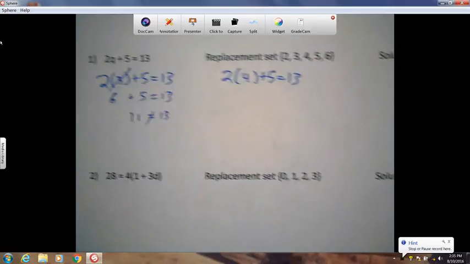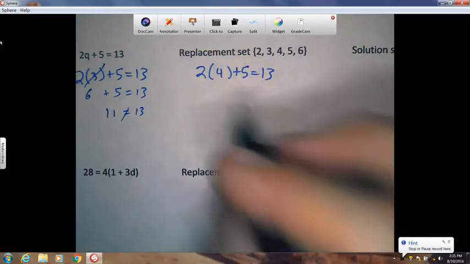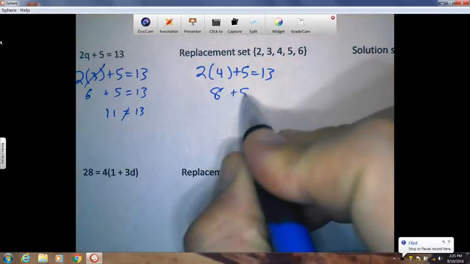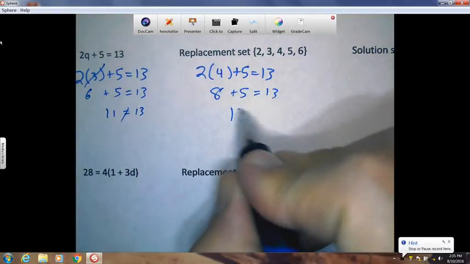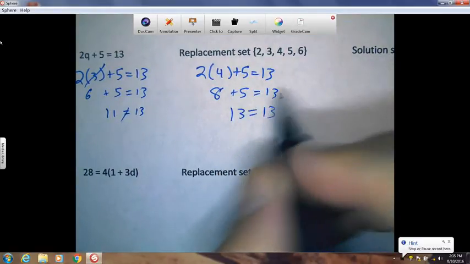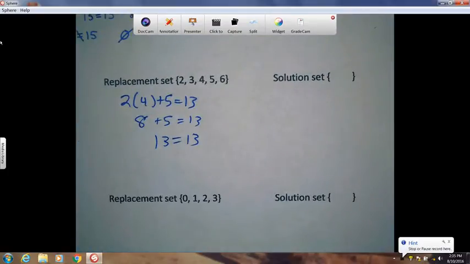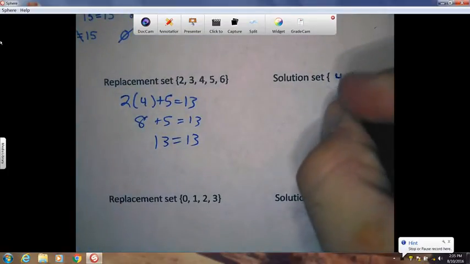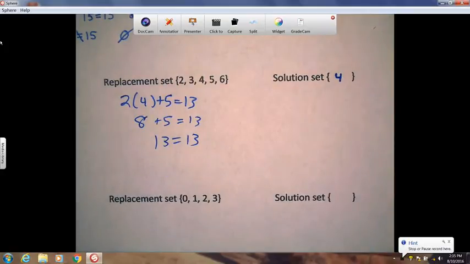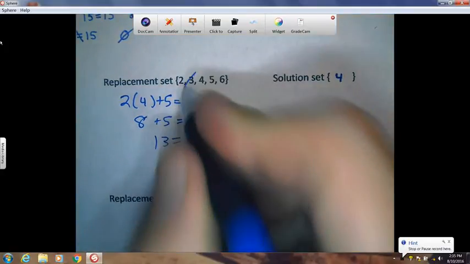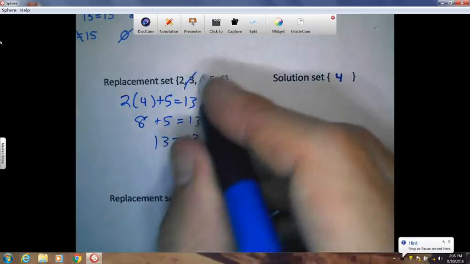What about 4? That's 8. 8 plus 5 is 13. This is an answer. So 4 is part of my solution set. 3 was not good. 4 was.